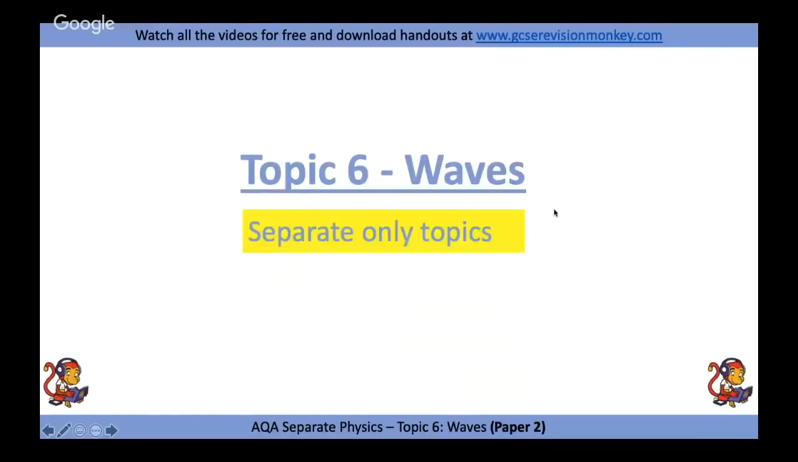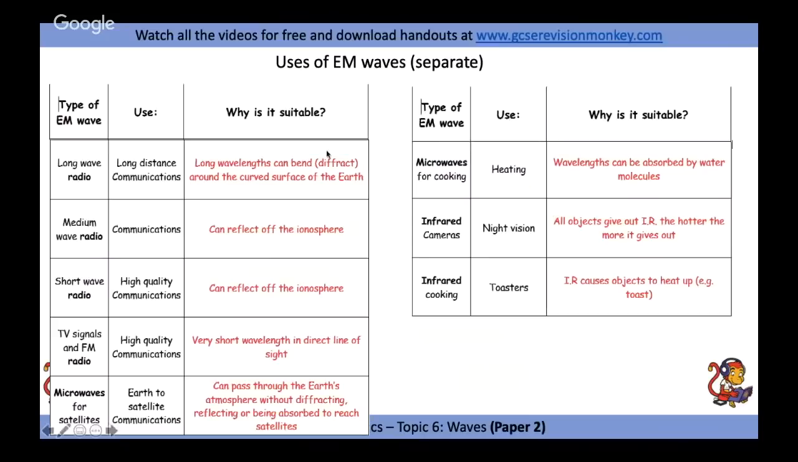Okay, waves topic. So in the waves topic, you need to know just a little bit more in depth about each of the individual waves. For long radio waves, it's used for long distance communication. The reason why it can be used for transmitting around the Earth is it can bend or diffract around the surface of the Earth. Medium wave radio can reflect off of the ionosphere.